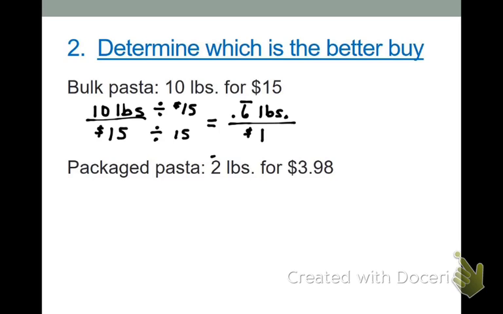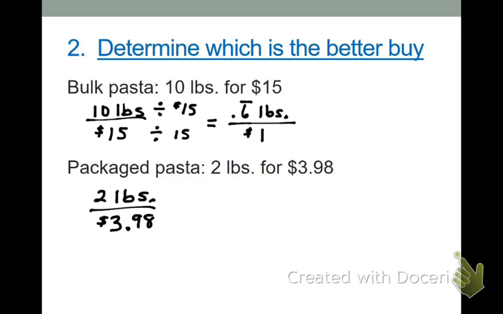Now, the packaged pasta, I've got to turn that into a fraction. What should I do? Divide to make the denominator 1. So what's my first fraction going to be? 2 pounds for $3.98. Once again, I'm trying to get the same unit as I did up here. My unit up there is for $1. So I need to figure out how much I'm going to get per dollar.